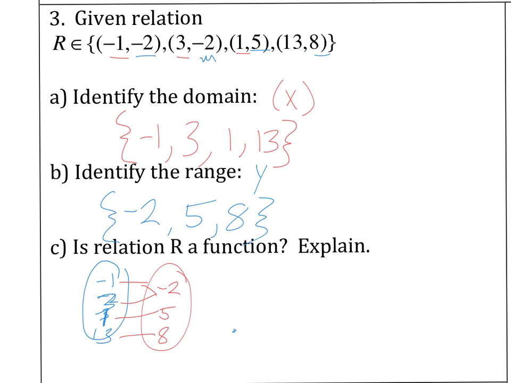Graphically, we'd have like -1, -2, 3, -2, 1, 5, and 13, 8. This would definitely pass the vertical line test. There are no 2 points that are sitting on top of each other.